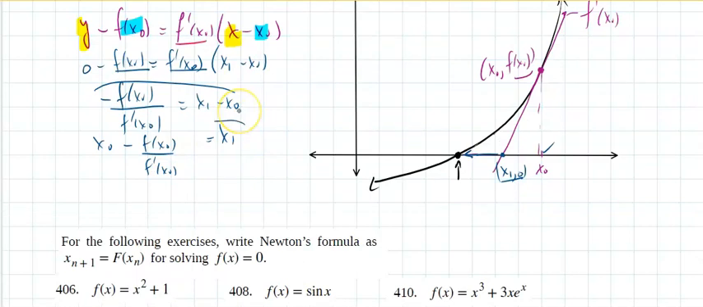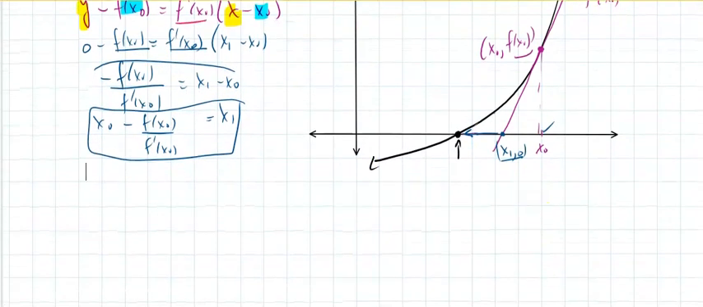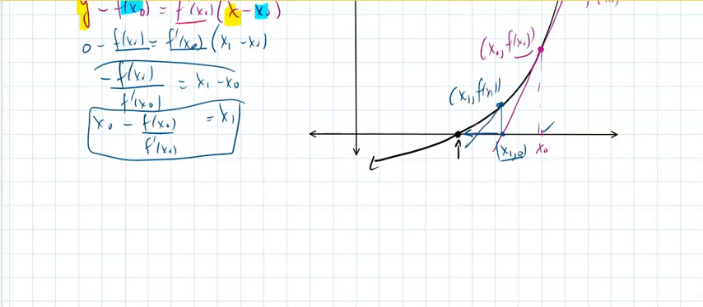Now, if I look at this x sub 1 and go up to the function, that is x sub 1, f of x sub 1. If I draw a tangent there, that's f prime of x sub 1. If I find an equation of that line, I'm going to say y minus f of x sub 1 equals f prime of x sub 1 times x minus x sub 1.